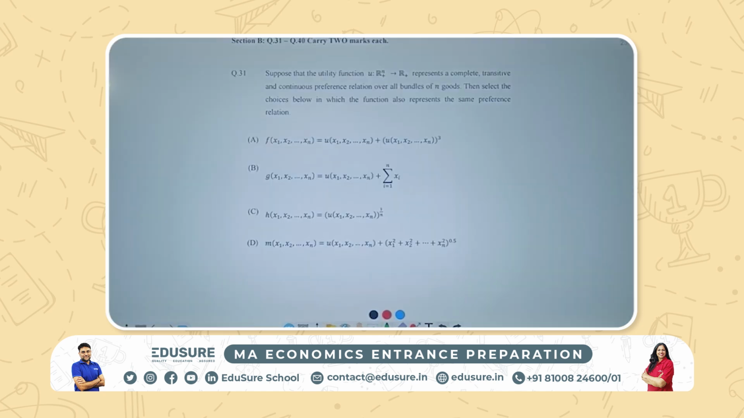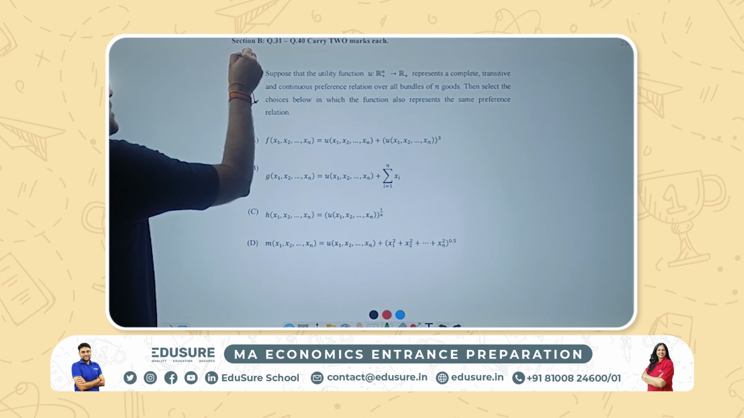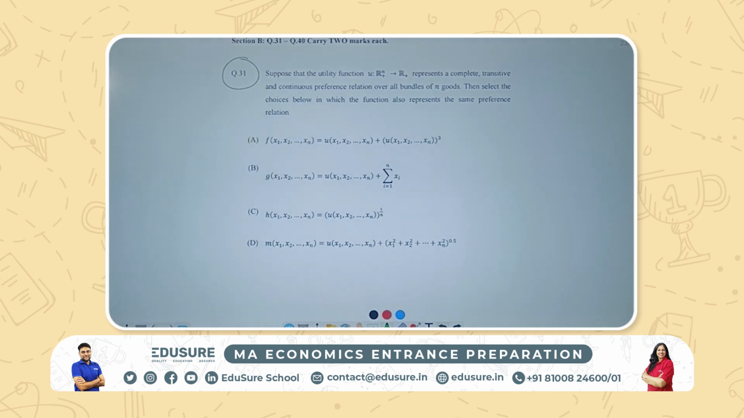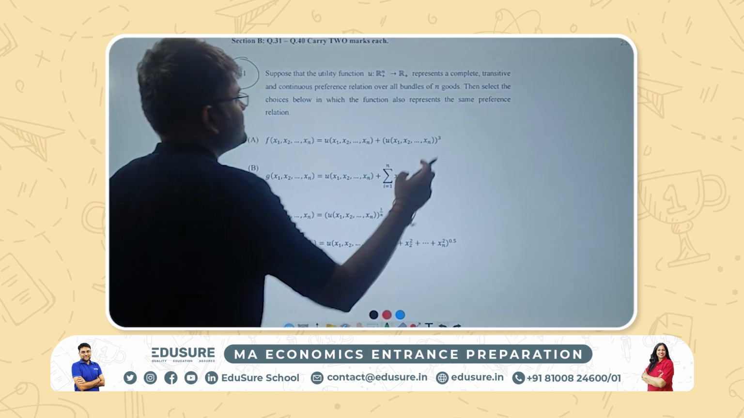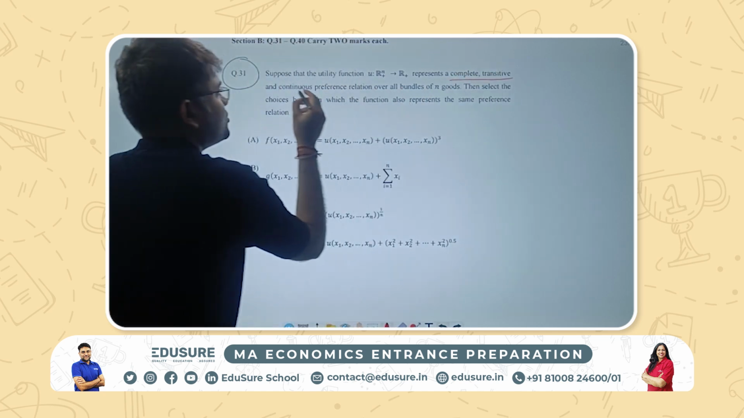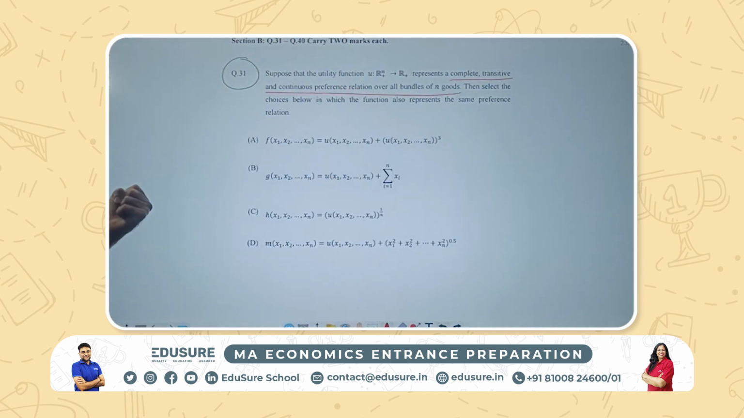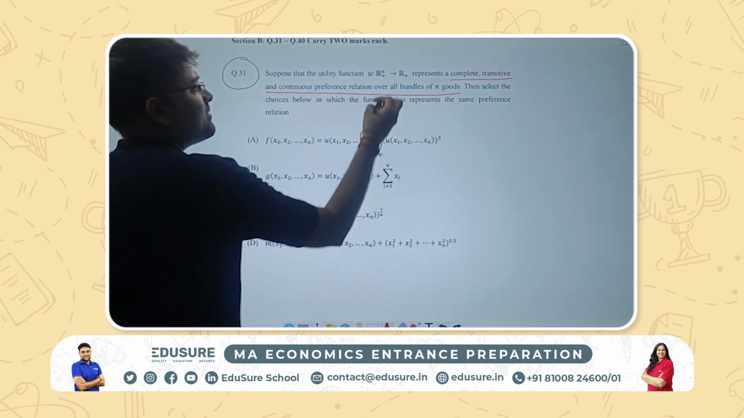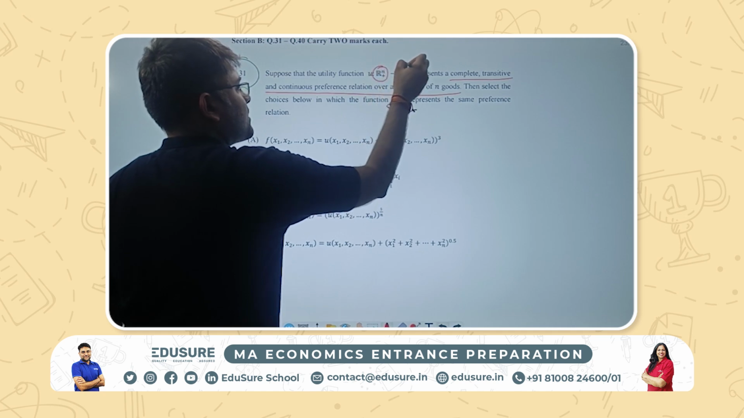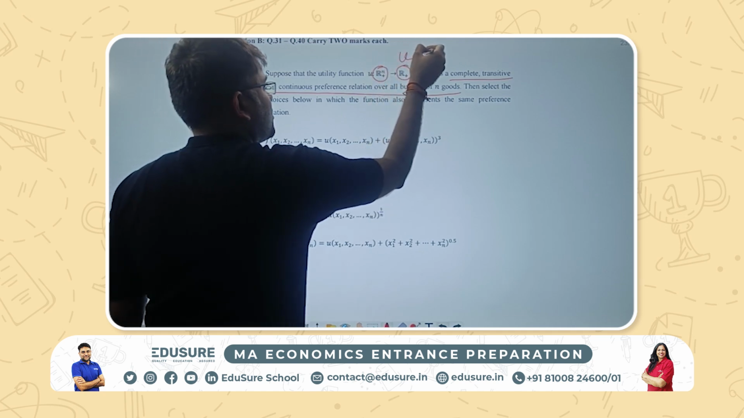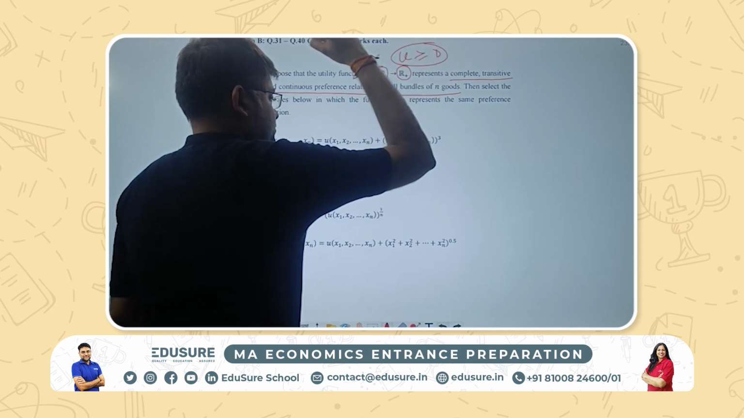Answer. IIT JAM 2023, question number 31. Suppose that the utility function U represents a complete, transitive and continuous preference relation over all the bundles of n goods. Then select the choices below in which the function also represents the same preference relation. Now, here utility is given from R^n plus to R plus, so the utility value will always be greater than or equal to 0. It can never be negative.